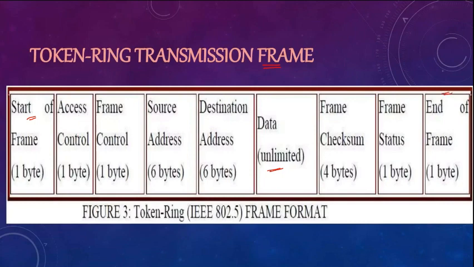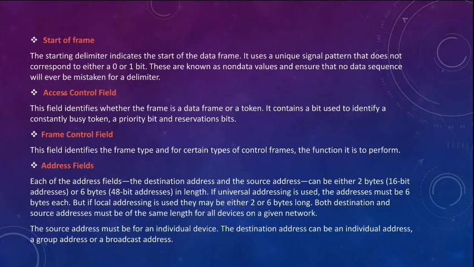Then there come access control and flow control. Access control identifies whether the frame is a data frame or a token. It contains a bit used to identify a busy token, a priority bit, and a reservation bit. So it will be checking for any priority bit or reservation bit. Both reservation and priority are used.